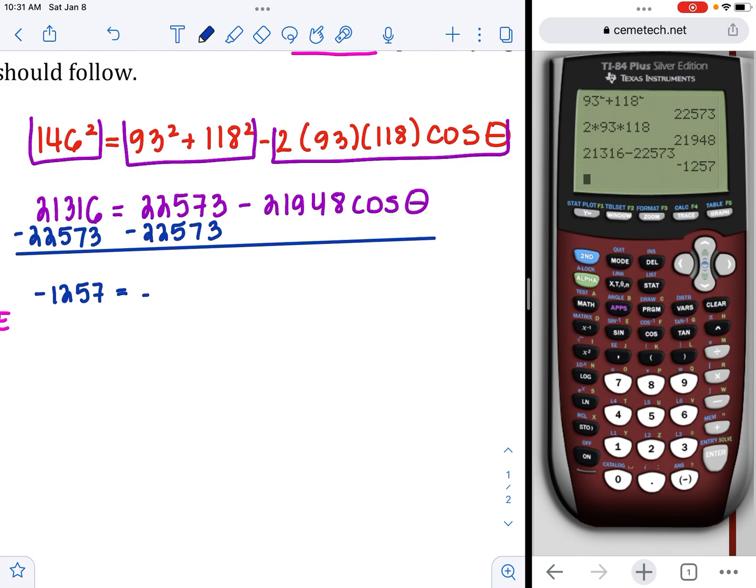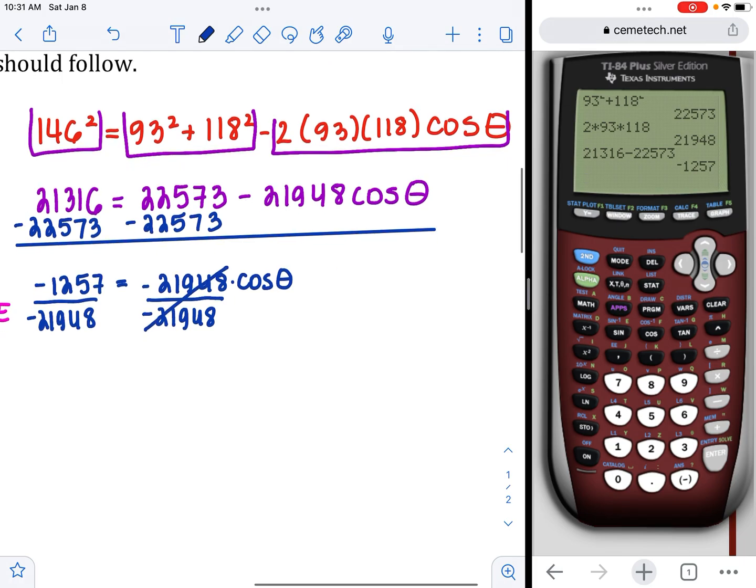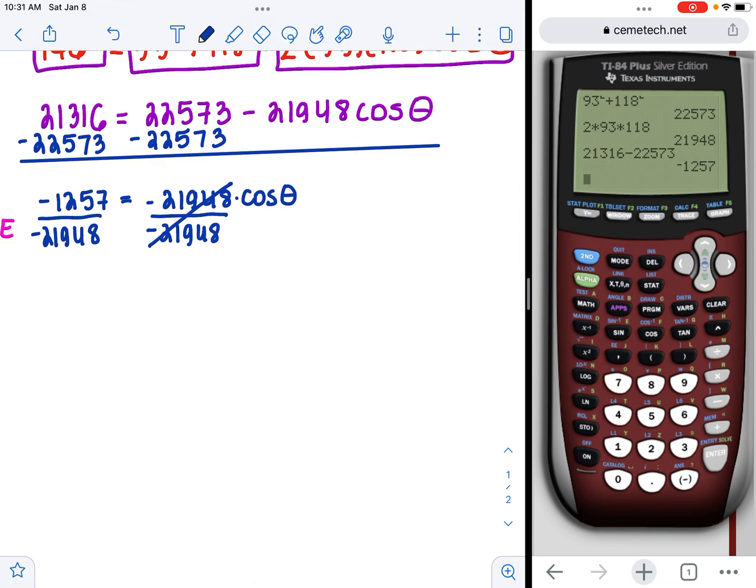So negative 1257 equals negative 21948 times the cosine of theta. So now I need to get rid of that negative 21948. Remember, this is multiplication, so I'm going to divide. Negative 21948 divided by negative 21948. Realize this is a negative divided by a negative, so yes, you can get rid of them. I'm not going to. I'm just going to leave them the way they are.